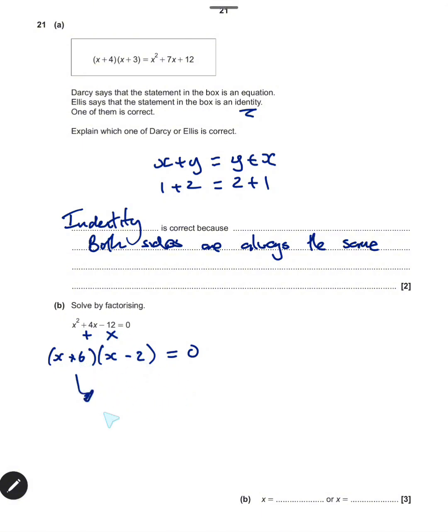Remember, when you're solving, you need to reverse these. So x becomes minus 6 and x becomes positive 2.